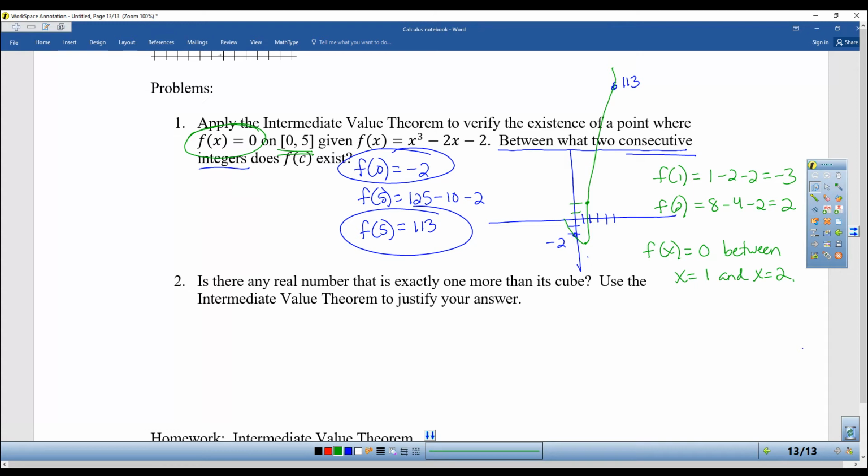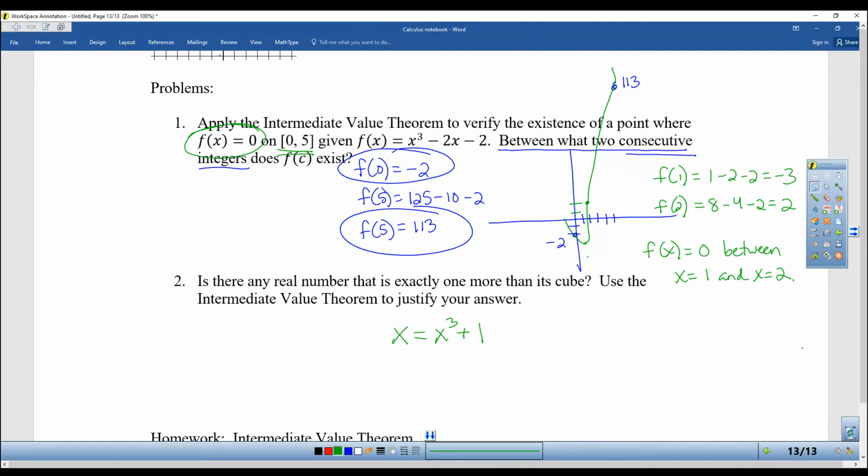Is there any real number that is exactly 1 more than its cube? This is an interesting problem that shows you how sometimes people are just trying to prove something. They don't want an answer exactly. They just say, could this even happen? So is there a real number, x, that is exactly 1 more than its cube? That's how you would translate that. You're saying to me, is this a mathematical possibility?